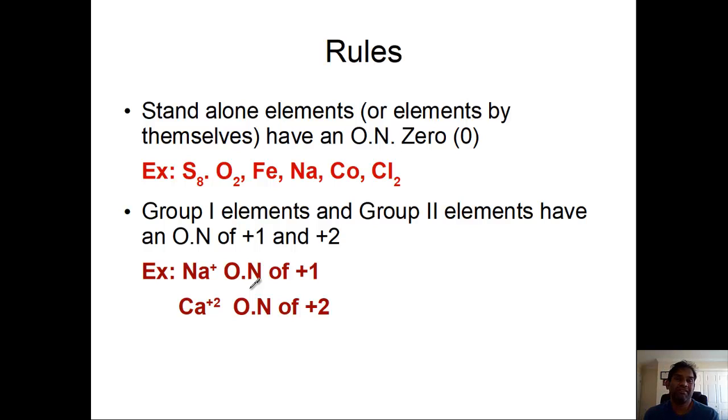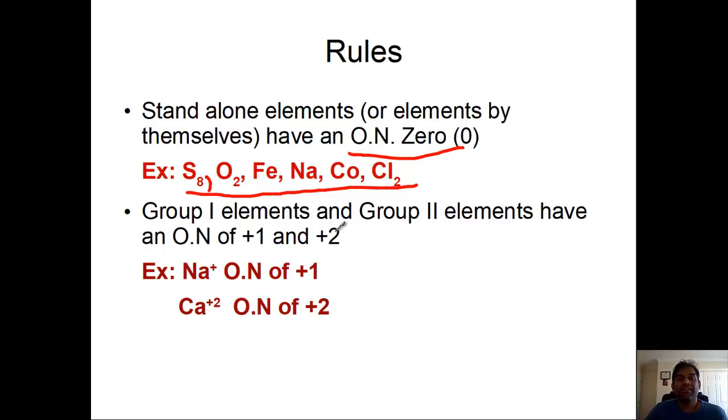So the first rule is that if the element is standalone by itself, it's 0. So first of all, these are not compounds, these are elements. So O is the diatomic element, S is a form that's S8, iron is by itself, sodium is by itself, cobalt, chlorine diatomic is by itself. Standalone or base elements get an oxidation number of 0.